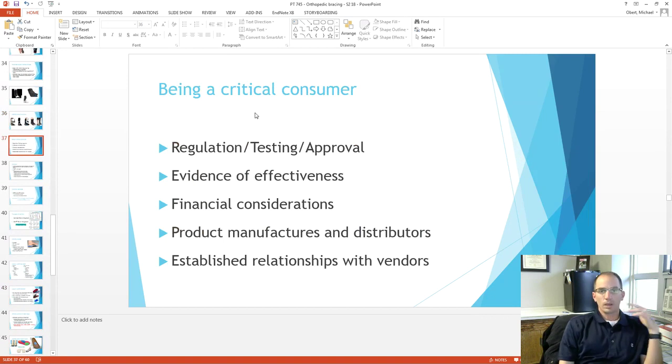Okay. It's important when we're looking at these braces, when we're looking at anything, look at the evidence. Just make sure that we're not just saying, oh yeah, that looks good, I saw a commercial for it, because there's some shoddy materials out there. There's some bad products out there. We want to make sure that we're doing our due diligence and researching what we're actually recommending.